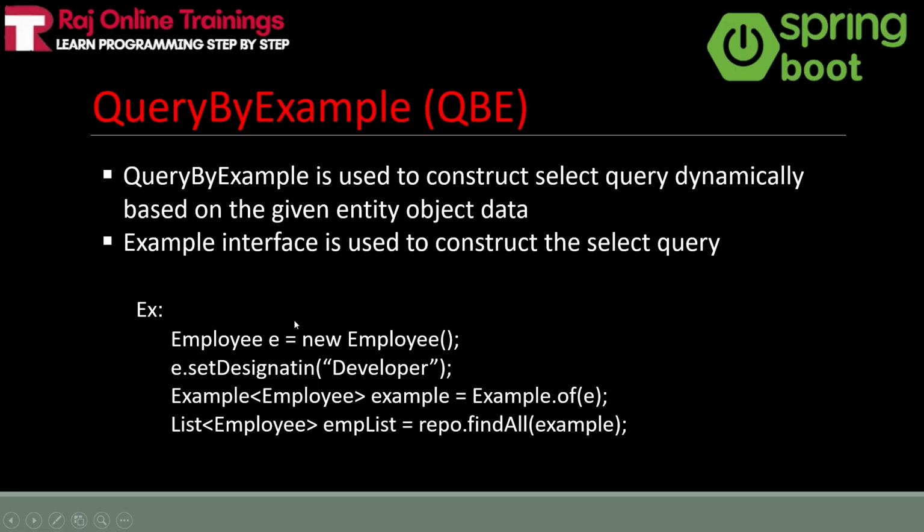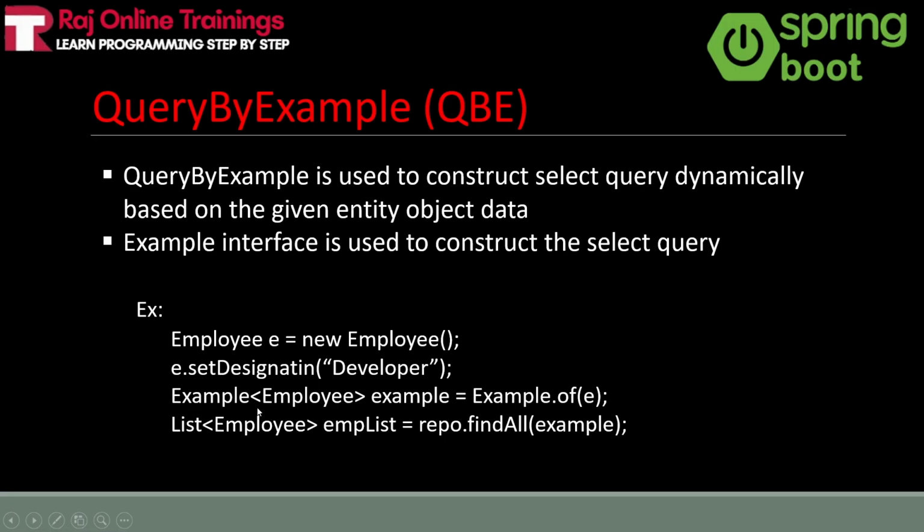For example, Employee employee equal to new Employee, and here we are setting the designation for this entity class Employee. We are setting the designation as developer. That means I want to display only the employees whose designation is developer. And a small spelling mistake here in designation, please ignore this.